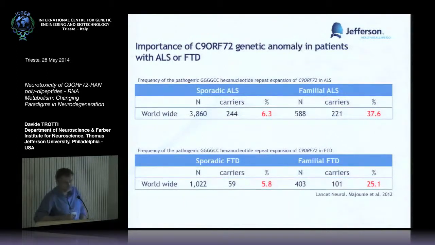ALS cases, up to about 6%, and especially in the familial cases of ALS, up to 40%, as well as in the sporadic and familial cases of frontotemporal dementia. And the frequency goes as high as 80% in patients that have both ALS and FTD. So it's a very, very important gene.